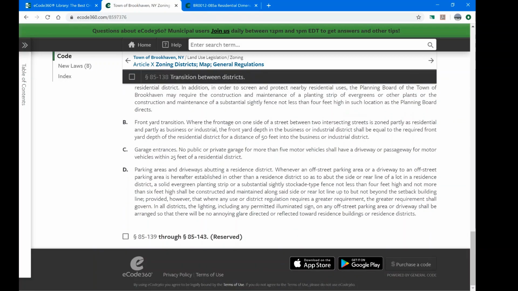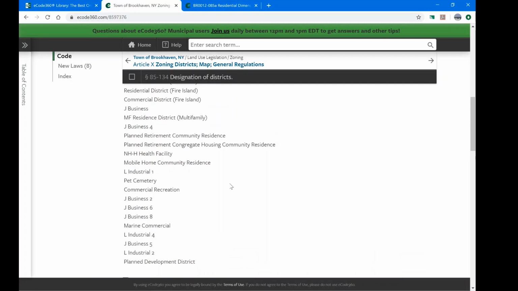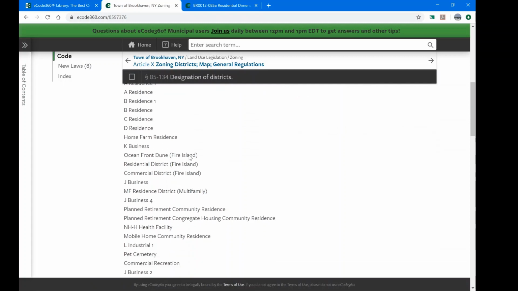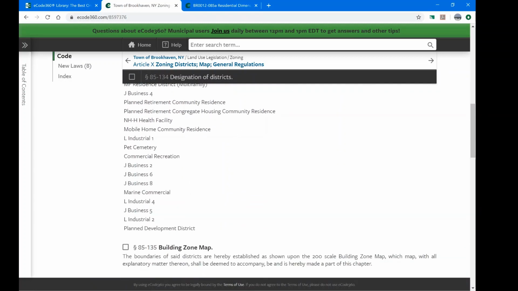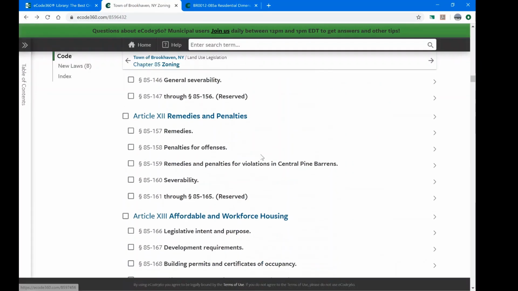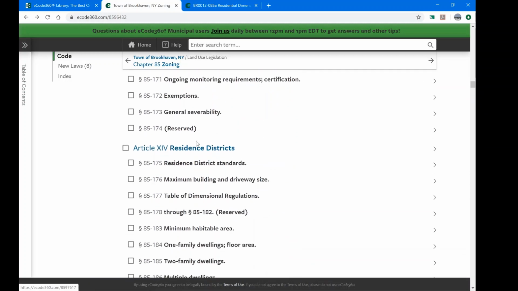In here, it will also tell us all the different zoning districts that are there, from our residential districts all the way through commercial and industrial. So that's all going to be in there. First thing we're going to take a look at is the residential districts. Okay, so the residence districts.